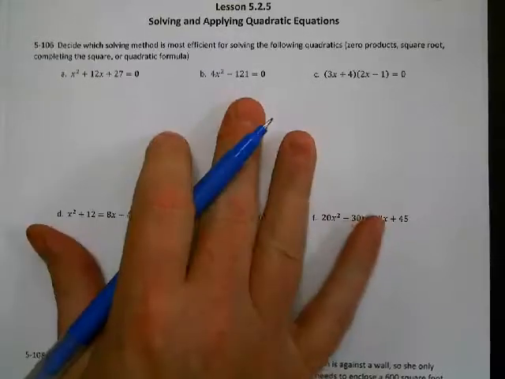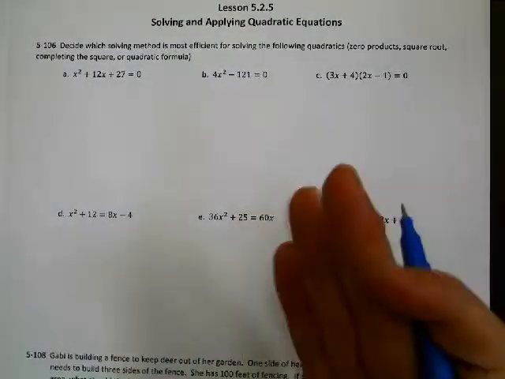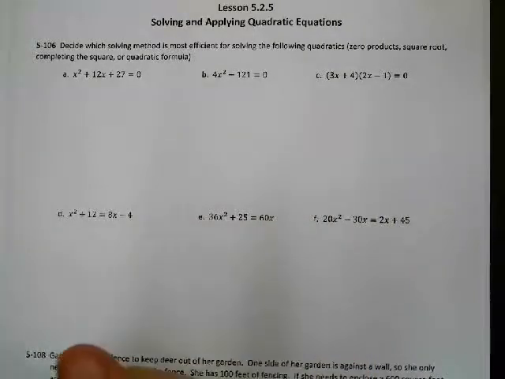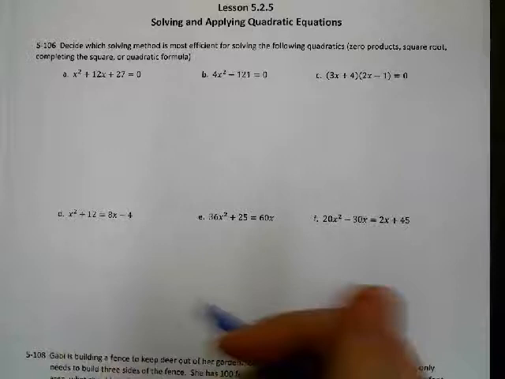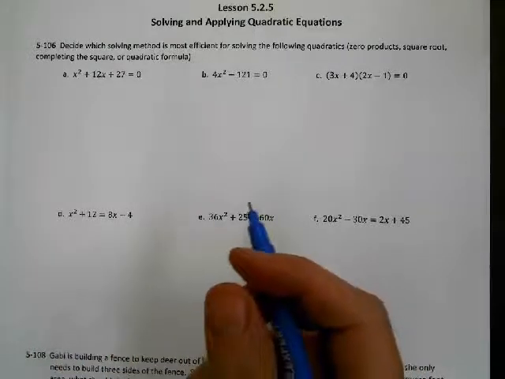All right, so for starters, we've got 6 problems here, and we've got a lot of different methods for solving quadratic equations. I mean, we could use the zero products property. We could take square roots of both sides. We could complete the square. We can use the quadratic formula.